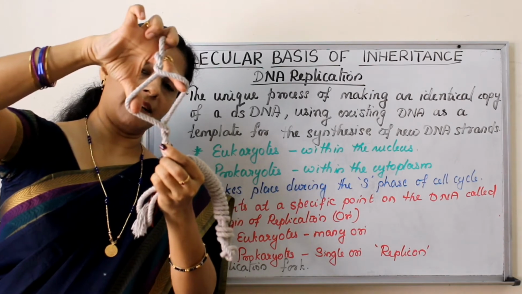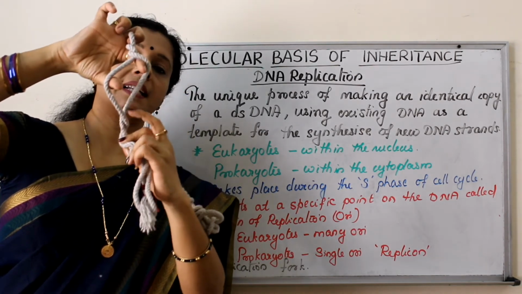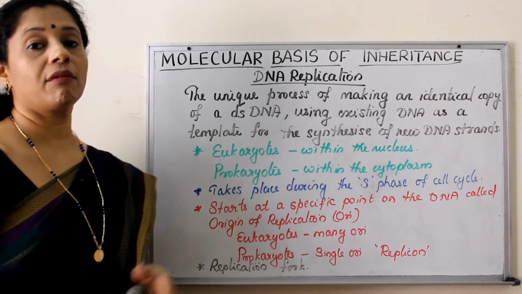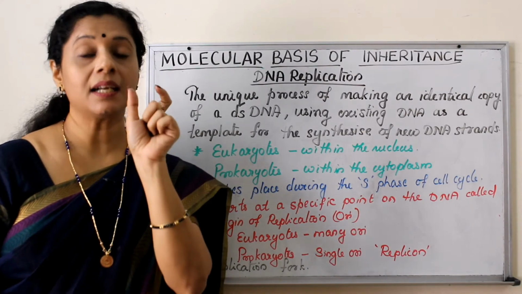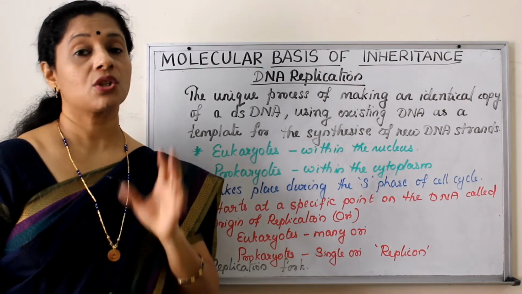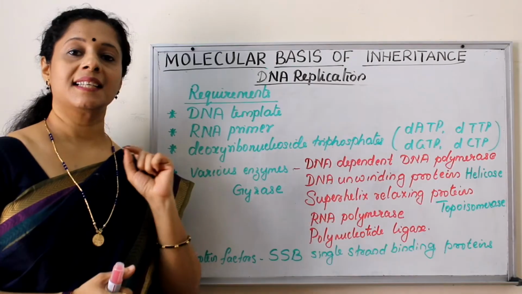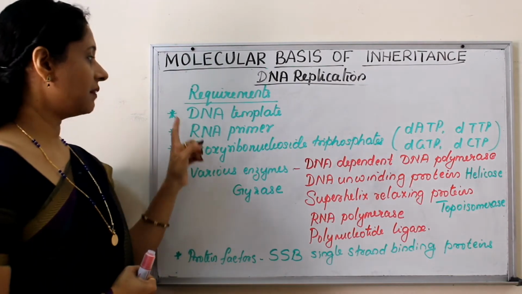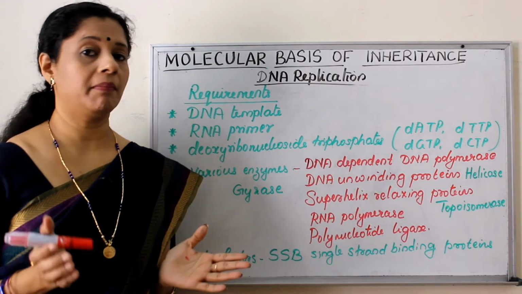So, once it is unwinding, this part is forming, or lower part, both the sides, there is a Y-shaped structure forming, that is called a replication fork. So actually replication is starting within that replication fork. So where is the replication fork forming? In the origin of replication. So what are the requirements for DNA replication? First and foremost, a DNA template. Because from nowhere we cannot make a new DNA.